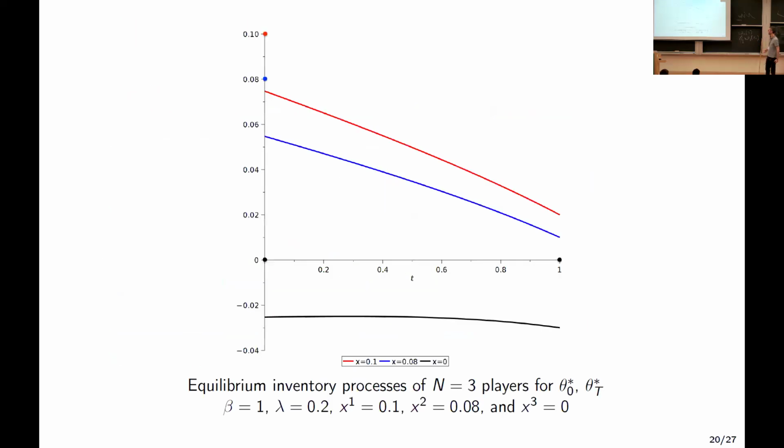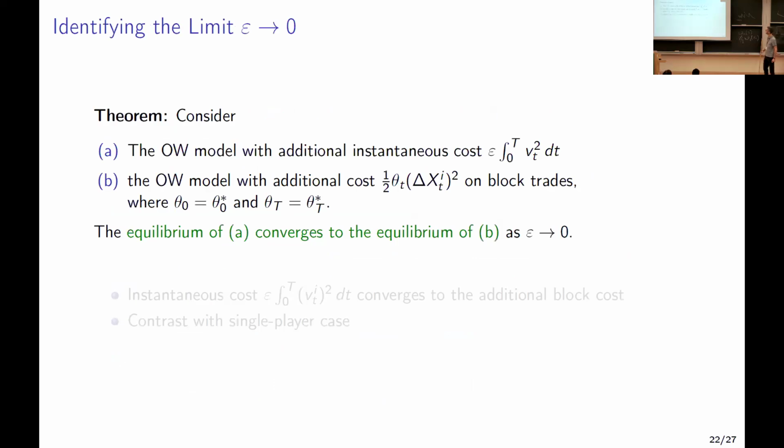And actually something a bit stronger is true. Firstly, I'm stating here formally that I started with the model with epsilon instantaneous cost, and I introduced this strange model with the block costs. What I'm saying is that the equilibria converge in the sense that the inventory processes, the capital Xi's, converge. Of course, the trading rates do not converge because they blow up. But the cumulative trading converges.